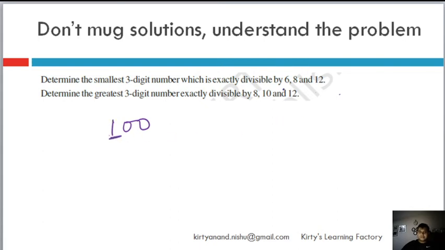Then they will ask you to find either LCM. Then they will say divide this number, there is a remainder, add that, subtract that. Okay, do not go that route. First of all, what we will do is find out which is the smallest number which is exactly divisible by 6, 8 and 12. Which means I have to find out the LCM of 6, 8 and 12.